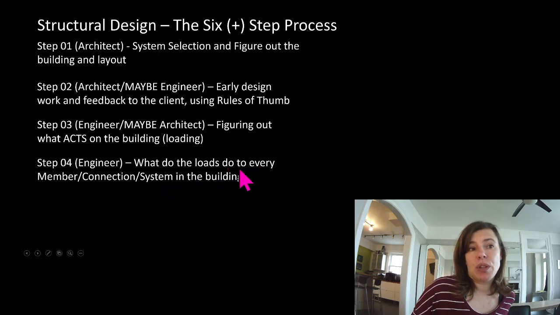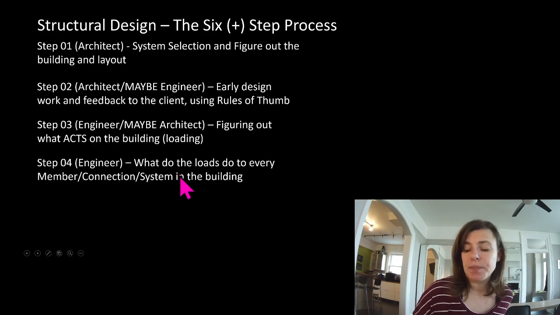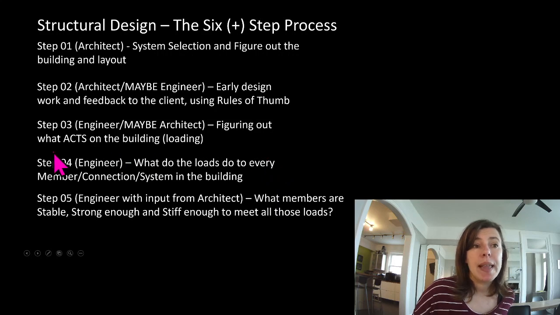Once the engineer knows the loads, they figure out what it does to every member, every connection, and every system in the building. Then the engineer, with input from the architect, determines what members are stable, strong enough, and stiff enough to meet all those loads. This is the majority of what we're going to do this term. This is the majority of what we're going to do next year. It's not next term, it's next year for you guys.